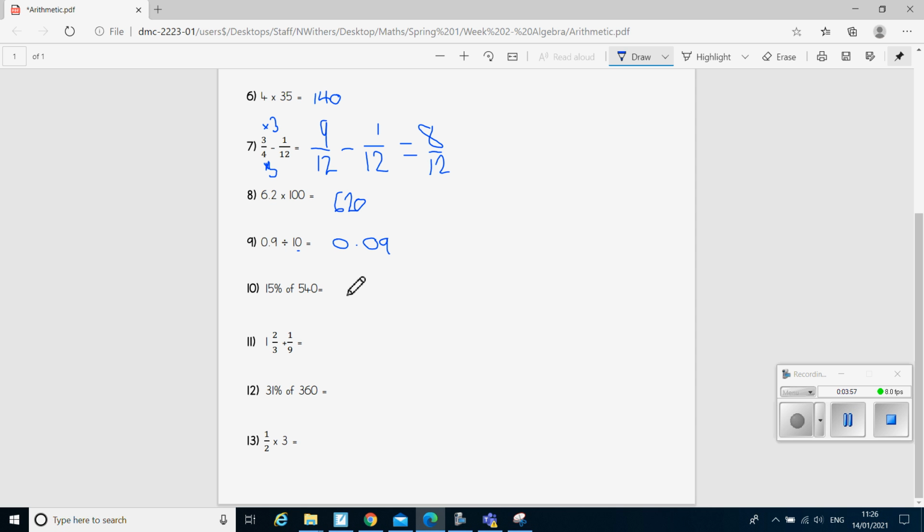So if I'm finding 1% of 540, my first step is to move the digits 2 places to the right because I am dividing by 100. So 1% of 540 is 5.4. And I would make a little note of that for myself. 1% equals 5.4.